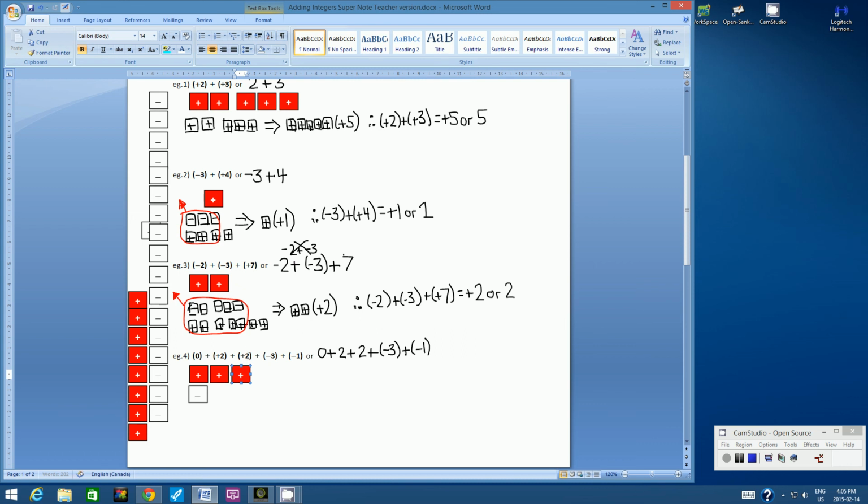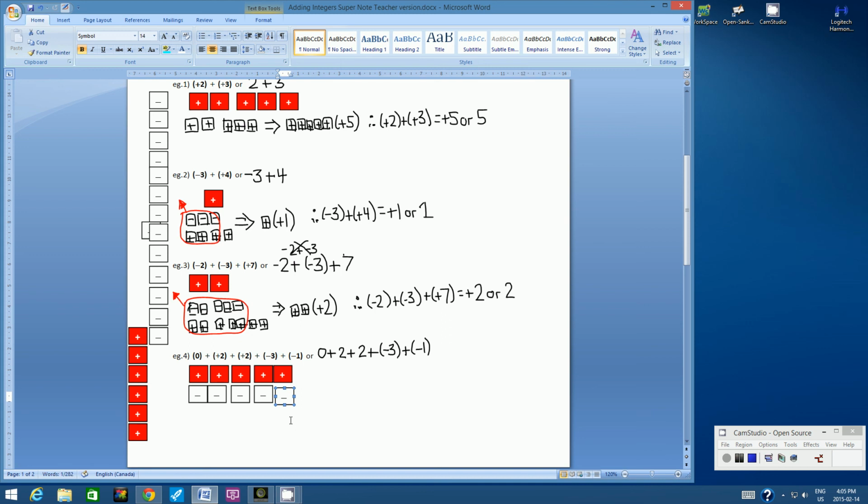The third integer is also +2. So let me put 2 more positives in this line here. The next integer is -3. So let's combine that with 3 more negative tiles. 1, 2, 3. And then finally, we're left with the last integer, which is -1, which is right here. Okay, so we've built and combined all of the integers together.